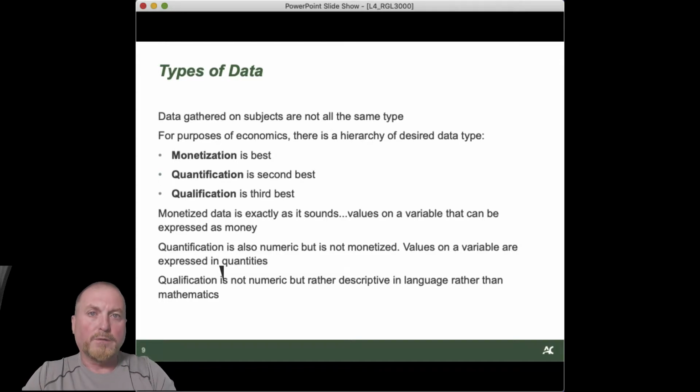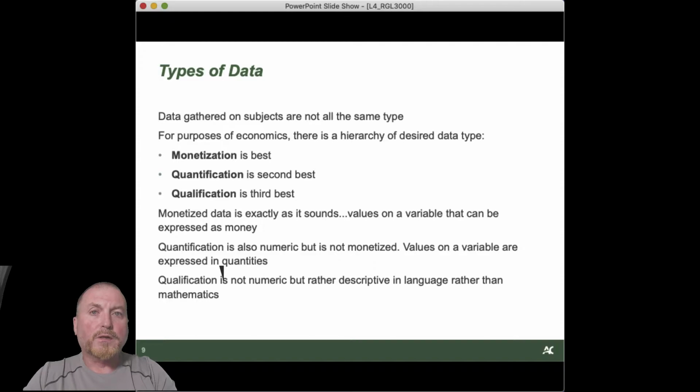Why is that important? We've discussed this before. Is it because we're money-grabbing economists? No. It's because monetization is the only unit of measurement that we have that we can compare completely dissimilar subject matters across space and time. Okay, that allows us to do things with our analysis that we cannot do if we're doing simply quantification or qualification. Now, quantification is also numeric, so it can also be powerful, right? But it is not monetized.